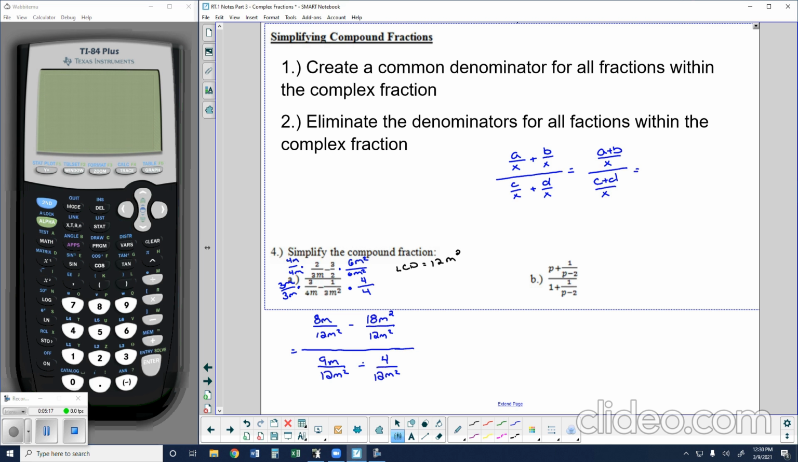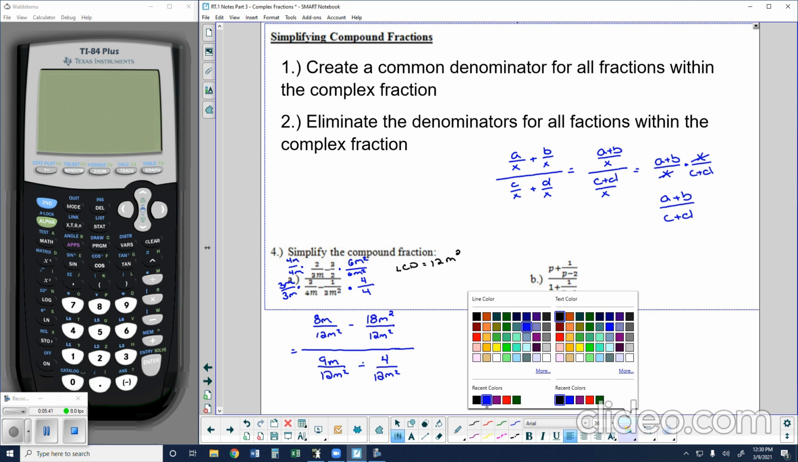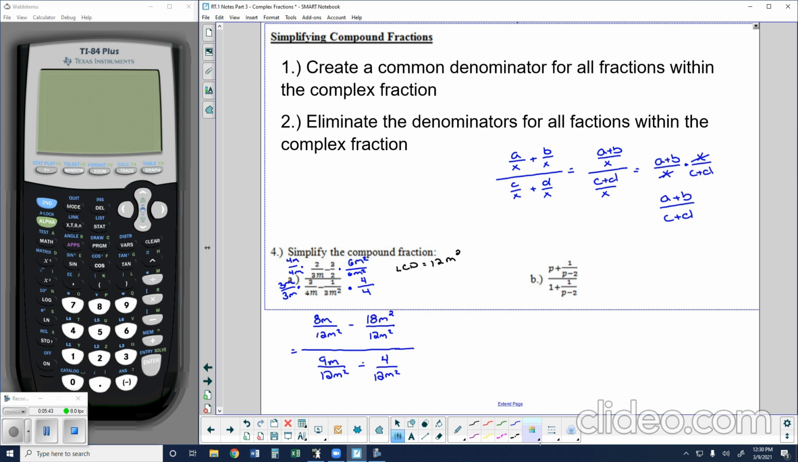Using our rules of division, we can also write this as a plus b over x times x over c plus d. So multiplying by the reciprocal of the denominator, c plus d over x. The x's would then cancel out, which would leave us a plus b over c plus d. This is equivalent to, from that complex fraction with all the denominators the same, just eliminating the denominators.